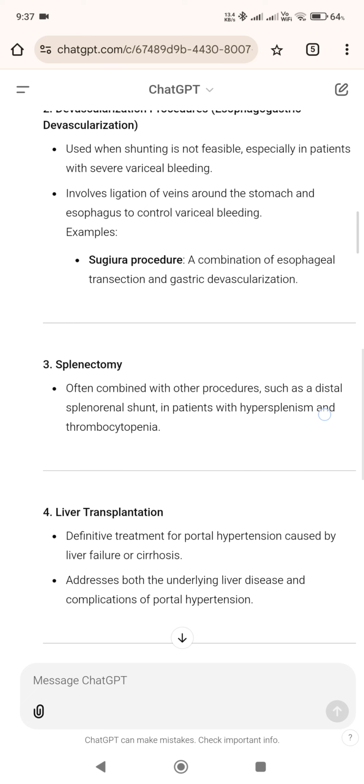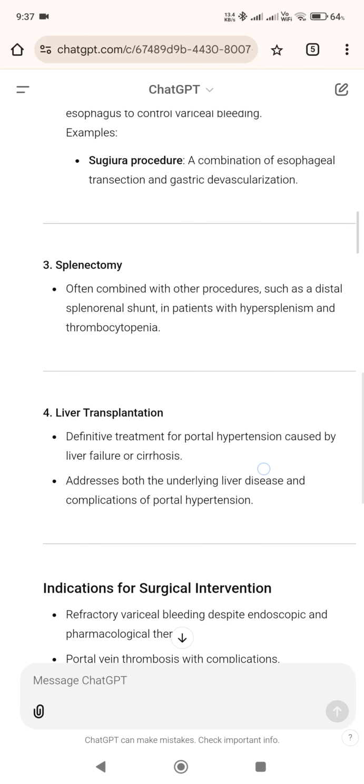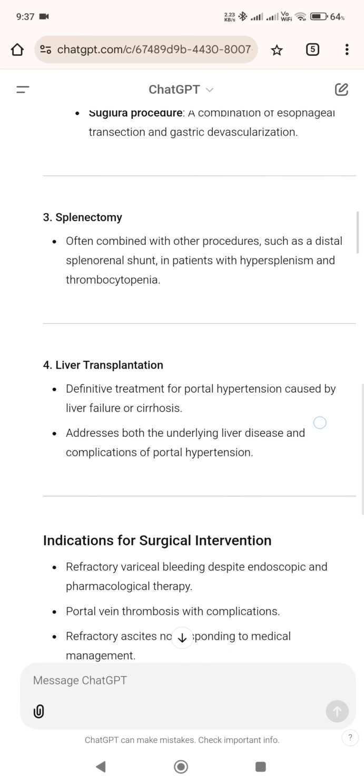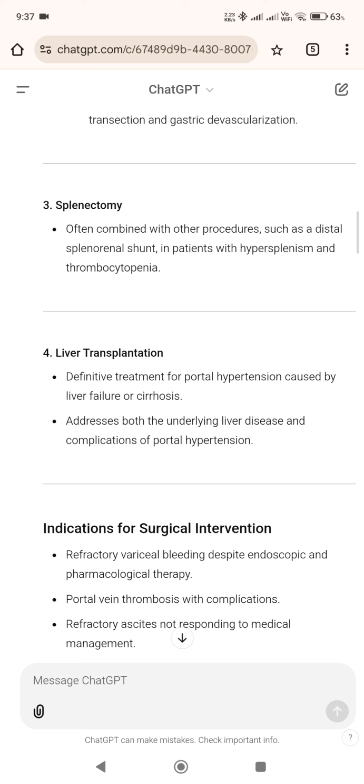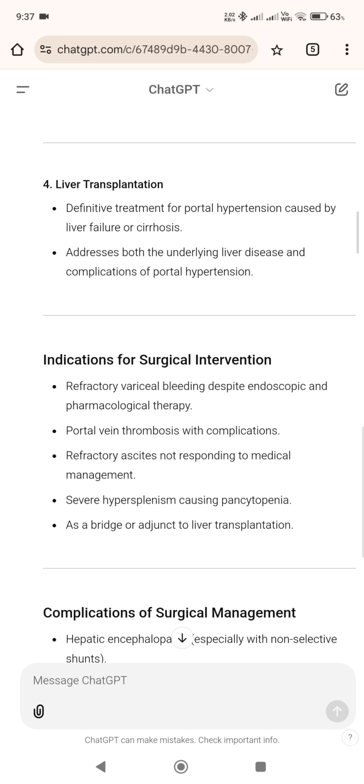3. Splenectomy, often combined with other procedures, such as a distal splenorenal shunt in patients with hypersplenism and thrombocytopenia. 4. Liver transplantation, definitive treatment for portal hypertension caused by liver failure or cirrhosis. Addresses both the underlying liver disease and complications of portal hypertension.